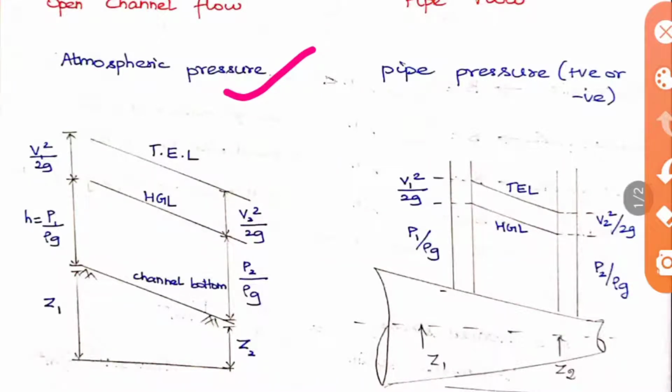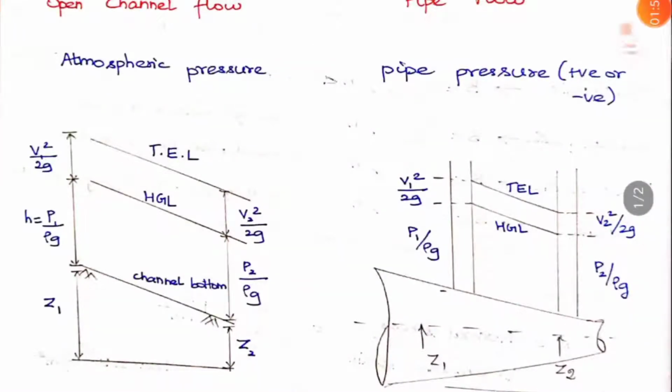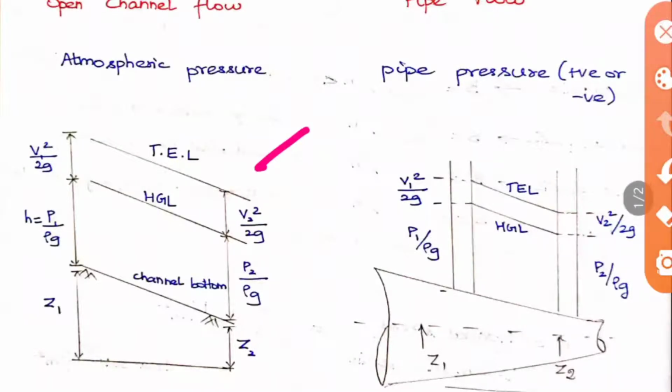Here I have drawn the HGL and TEL. This we have already seen, hydraulic gradient line and total energy line, with respect to both the open channel here and the pipe flow here. We have already studied what HGL is. It is nothing but the summation of the pressure head and datum head. When you add the velocity head also with that, we will get the total energy line. So it will always be higher than that. The same thing applies in the case of pipes also.